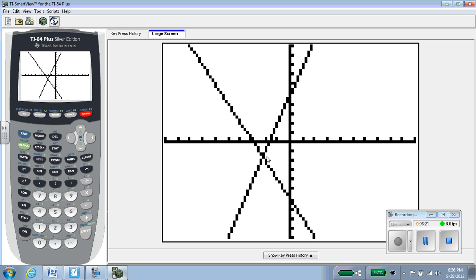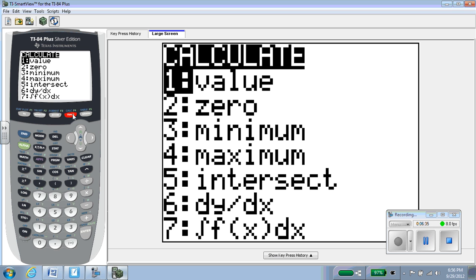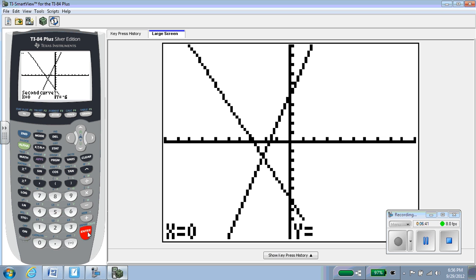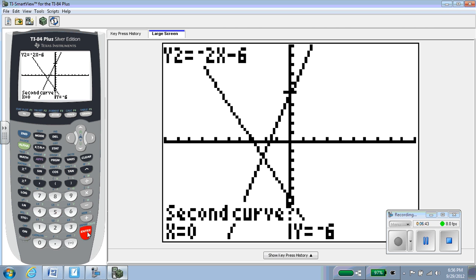Okay, I see that they're meeting right here. It's definitely not a pretty intersection, so I'm going to have my calculator find it. So second, calculate, number 5. Is that the first curve I put in? Sure. Second curve? Sure. My guess.